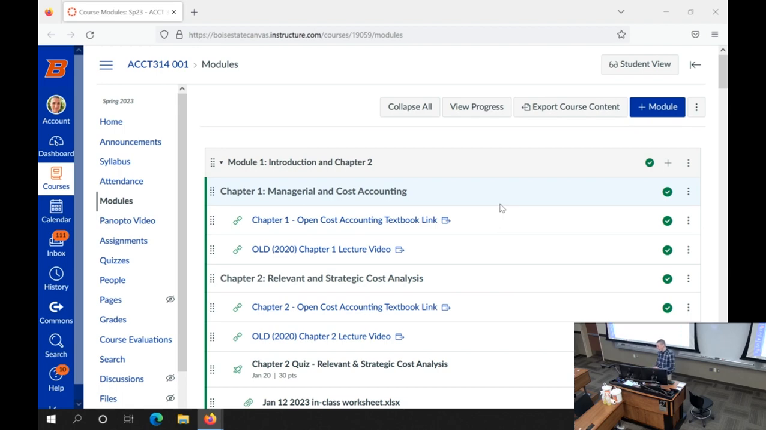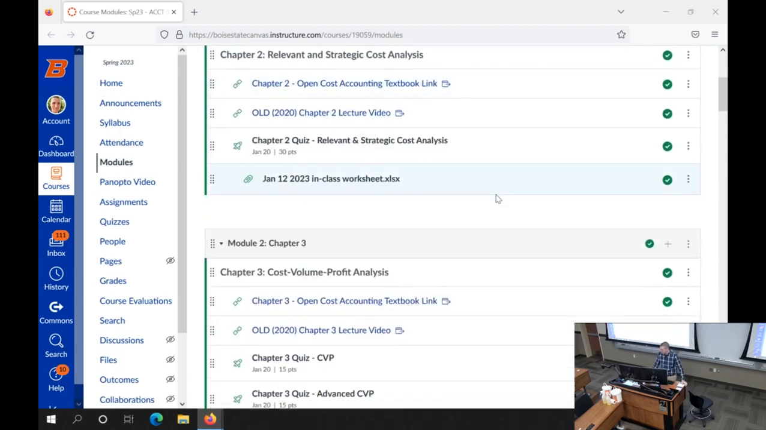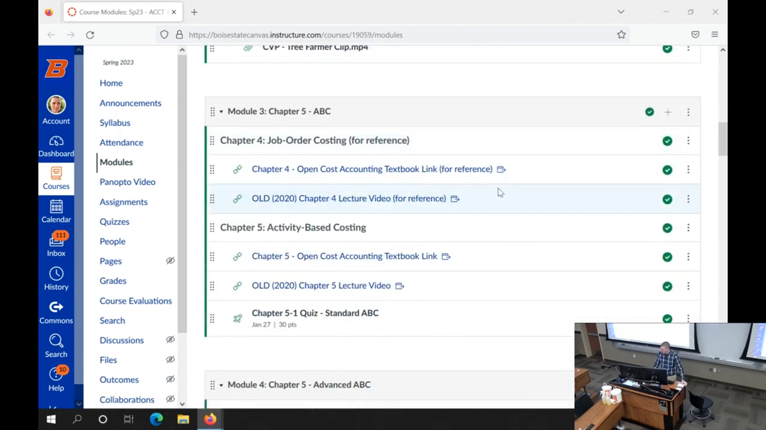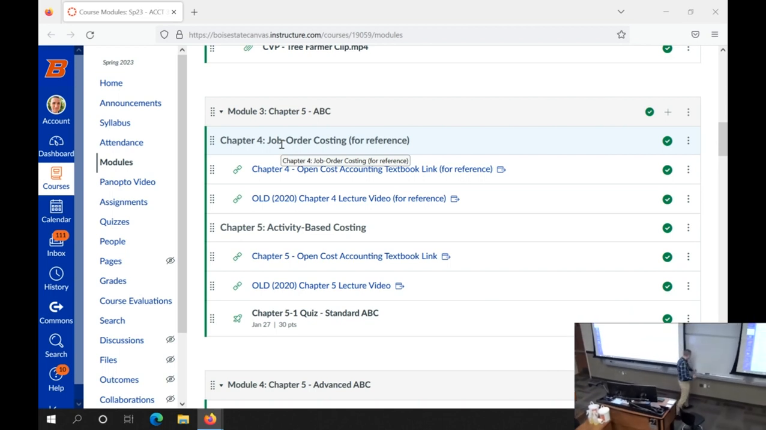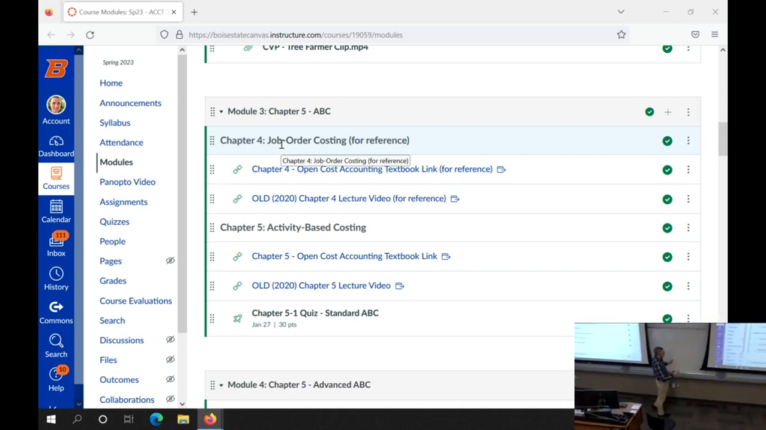Okay, so for today's lecture and this module, we're going over chapter 5, and I have here links to chapter 4 stuff for reference. So chapter 4, as it says, deals with job order costing.